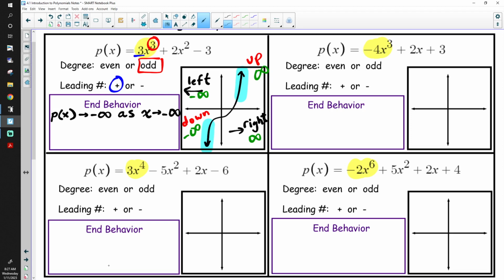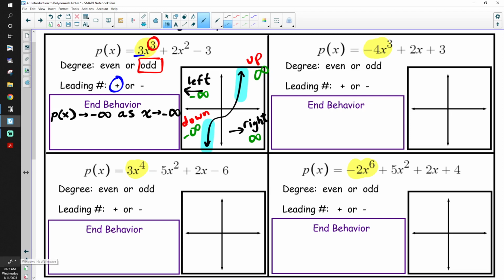Okay, I know it's really weird. Whenever we're going to the left, we use negative infinity. Whenever we're looking at the right side of our graph, we're talking about positive infinity. And instead of up and down, we use infinity for up, negative infinity for down.